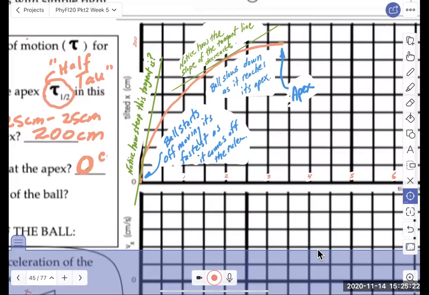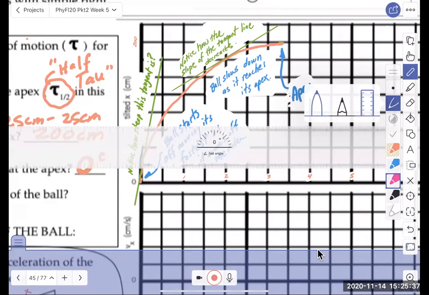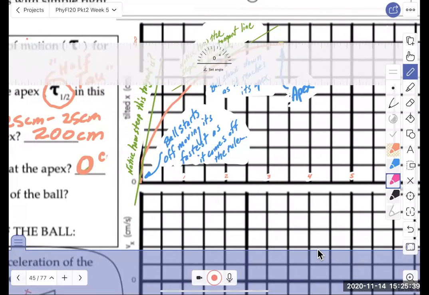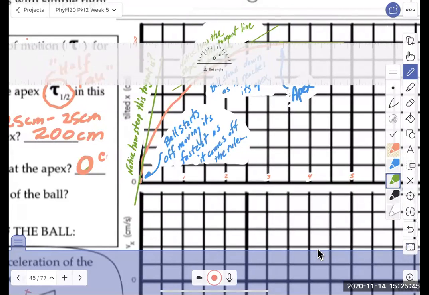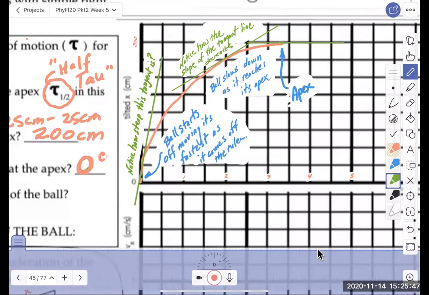And then also I wrote up here, notice how the slope of these tangent lines, remember tangent lines kiss the curve at one point, and the slopes of these green tangent lines are getting less and less until finally you get up here at the top, and the slope of that tangent line is flat because at the top there is no velocity, just for an instant. Okay.